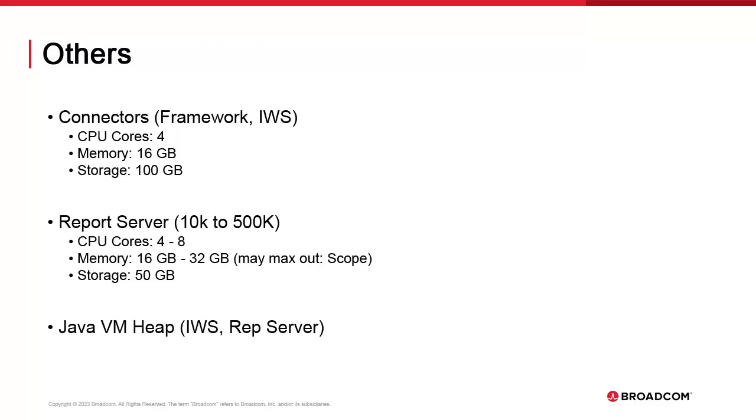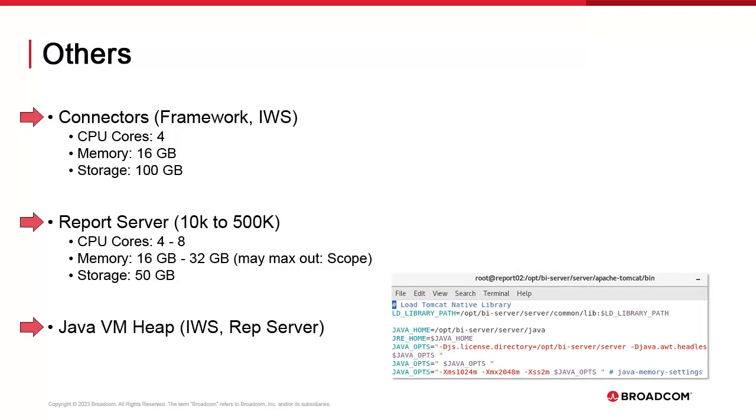Next, we look at the other components. The connectors are resource intensive, which may seem counterintuitive. They require 4 CPU cores, memory should be set to 16 gigs irrespective of volume, and storage requirements are about 100 gigabytes. The reporting server processes very large amounts of data dynamically and uses a ton of resources. CPU cores should be set to a minimum of 4 for 10,000 jobs and 8 for 500,000. Memory should be set to 16 and 32 respectively, and this is where memory may run out unexpectedly, so it's important to keep an eye on this. Storage requirements are 50 gigabytes. Again, sizing the Java VM mempools is critical.